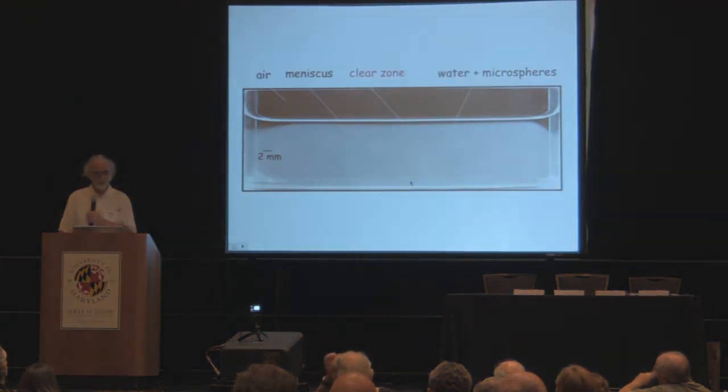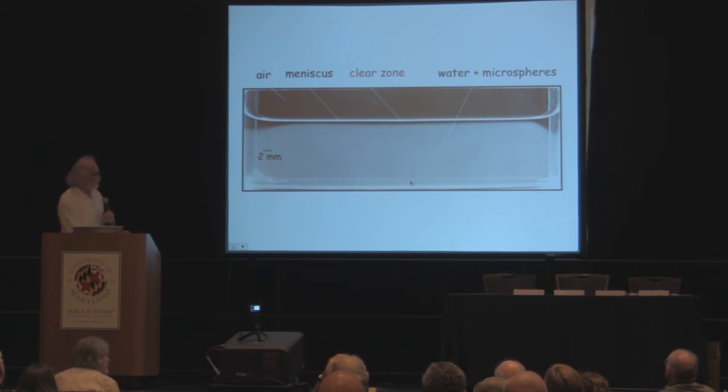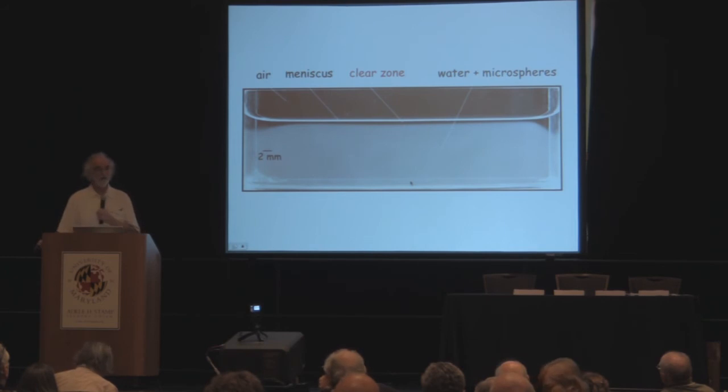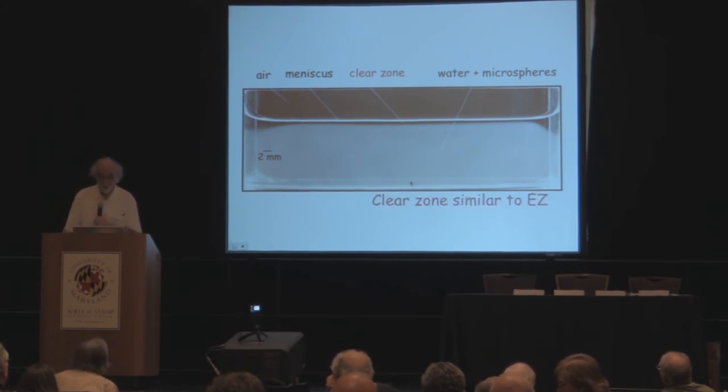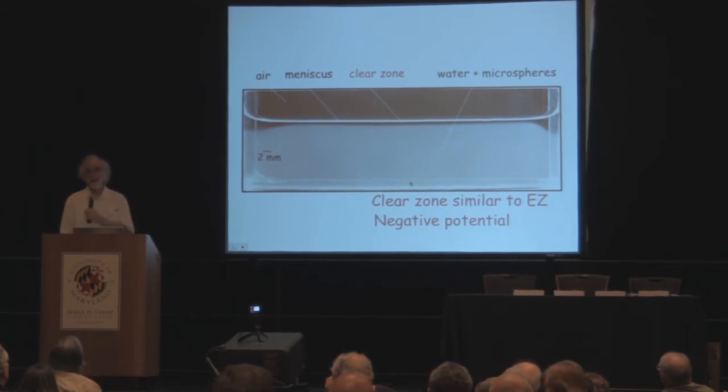So we began looking, and this is a small chamber, and it's filled with microspheres of water. That's why it's cloudy here. So here's air, here's a meniscus, and here's a clear zone. And this zone becomes clear after 15 to 30 minutes and stays that way. In about 24 hours, these microspheres sediment to the bottom. But this is a stable region here for many hours before that happens. So it's a clear zone. It has no microspheres, and clear zone is basically an exclusion zone. We measured, and we found it has a negative potential.